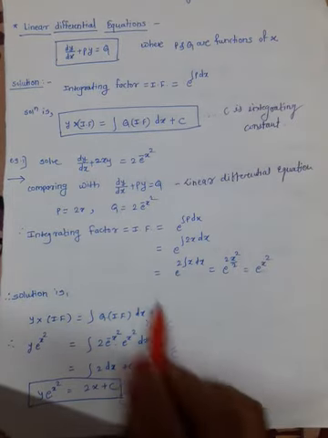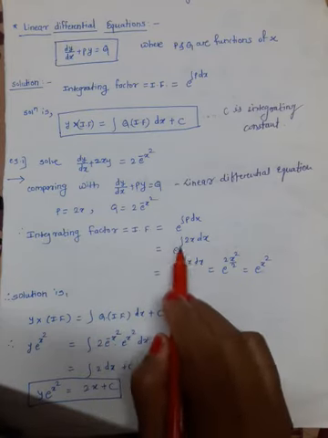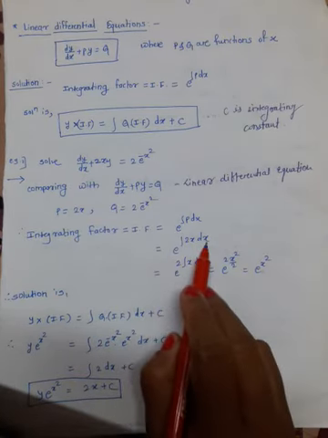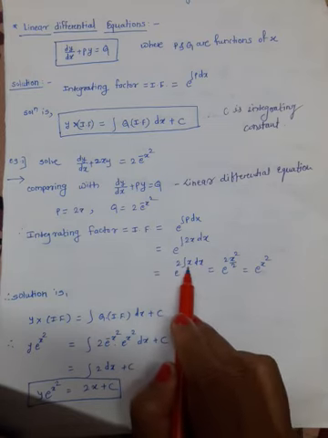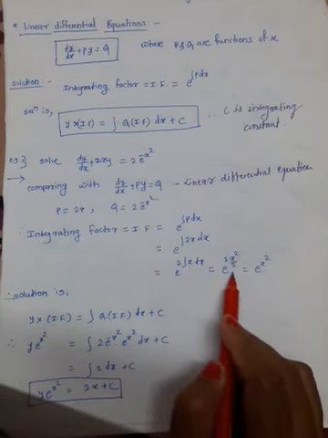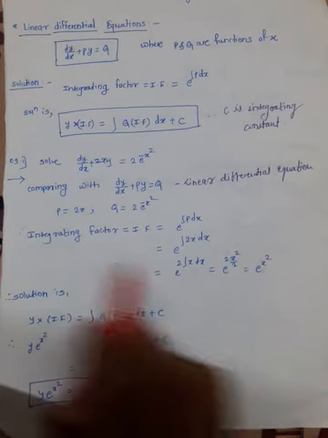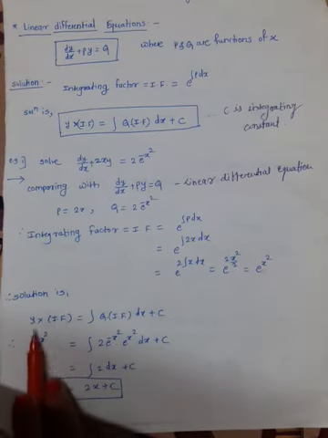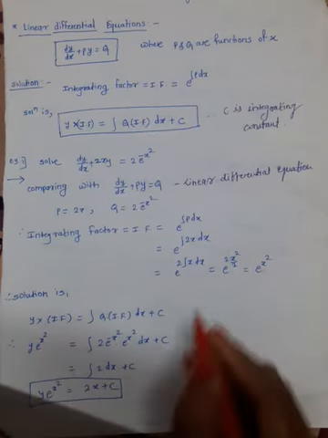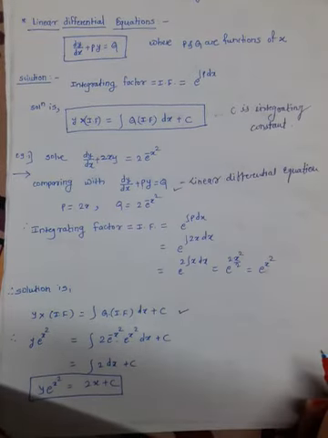Now the integrating factor by formula is e raised to integral of p dx. Put the value of p: e raised to integral of 2x dx. 2 is a constant, take it outside; integral of x dx is x square by 2. The 2 gets cancelled, and it becomes e raised to only x square. Once we find the integrating factor, put this value in the solution. Therefore the solution is y into the integrating factor. Everywhere you have to write this step, in each and every example.